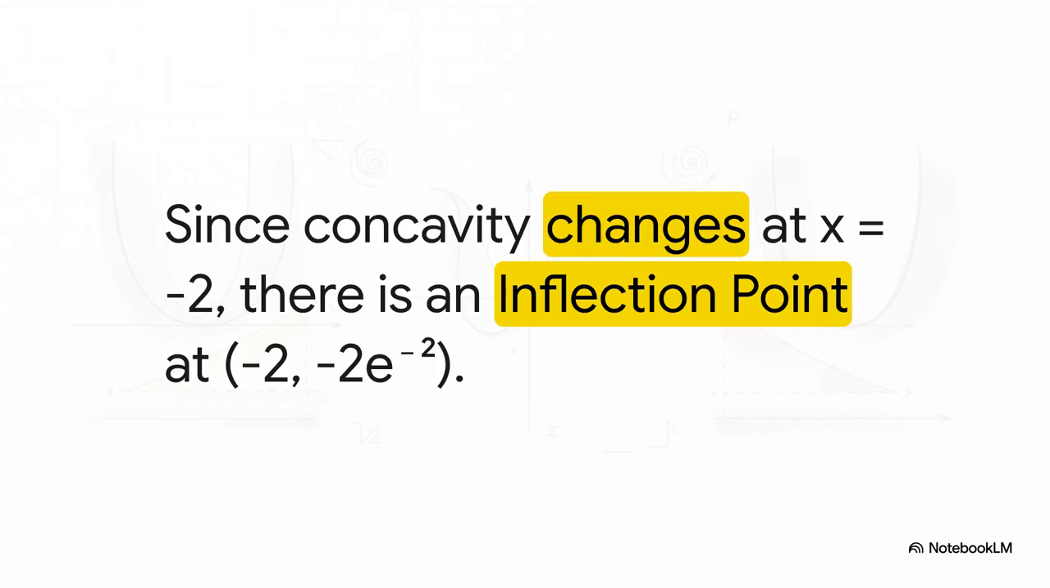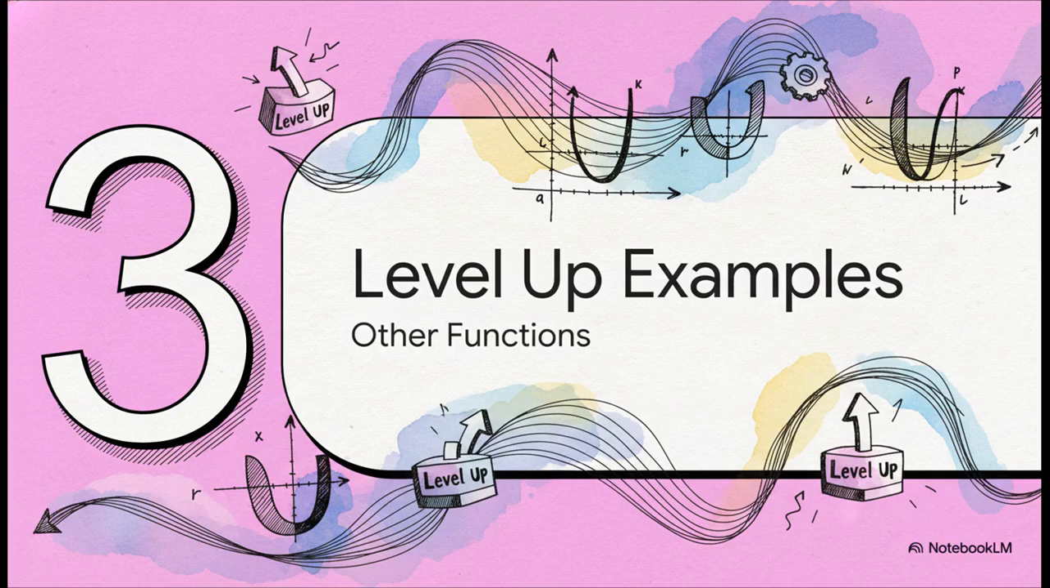Now, to get the full coordinates, remember to plug x equals negative 2 back into the original function to get the y value. And that gives us our final answer. The inflection point is located at the coordinates negative 2, e to the negative 2. So that's great for a function with an e in it, right?